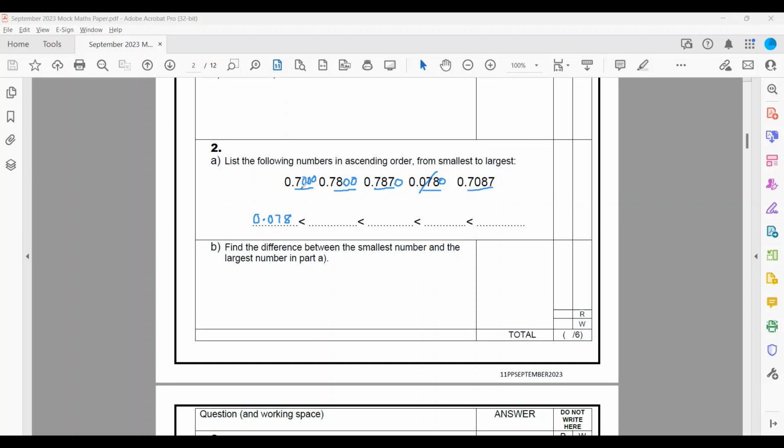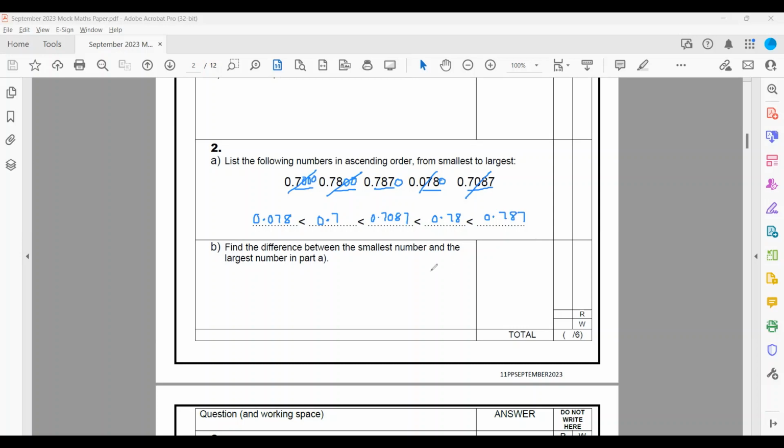The next one we have here is 0.7 because that's 7,000. So 0.7 can go in here, cross that off. Looking at the next one, it would be 7,087. So I'm going to put 0.7087 in here. And then this one, 0.78. And my last one is 0.787.